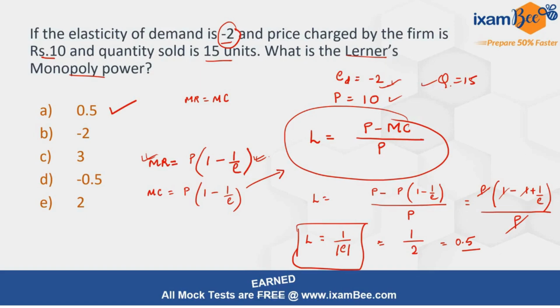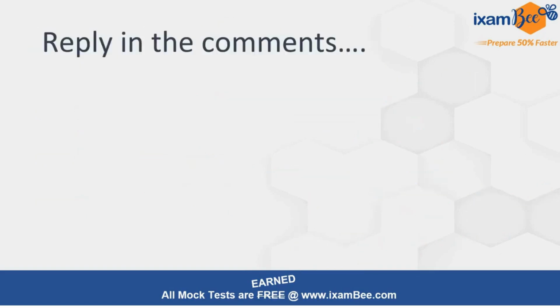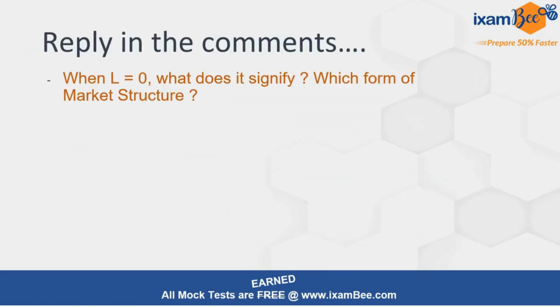Now I have one question for you. You must reply in the comments: when the Lerner's index of monopoly power is equal to 0, what do you think it signifies? Which form of market structure are we in when the Lerner's index of monopoly power is 0?